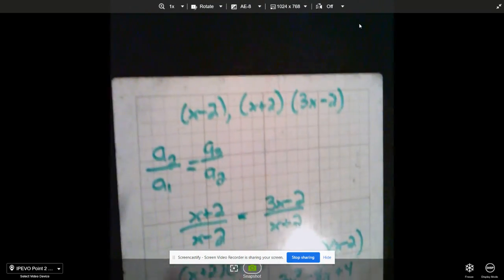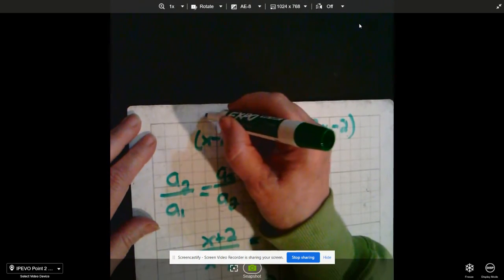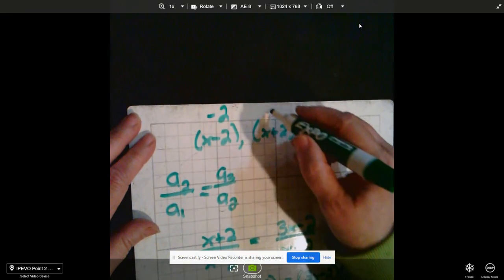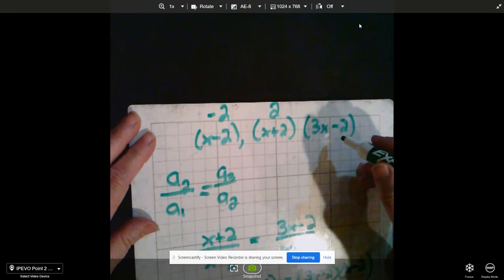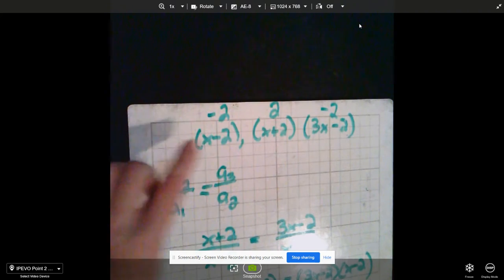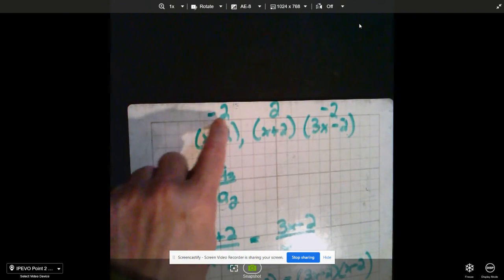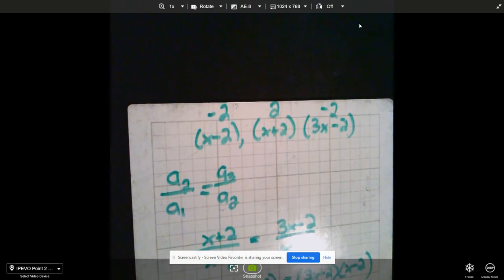So you can kind of check that. If you plugged in 0 here, I'd get minus 2. If I plugged in 0, I'd get plus 2. If I plugged in 0, I'd get minus 2. So you can see this would be a geometric series where I'm just multiplying by -1 every time.